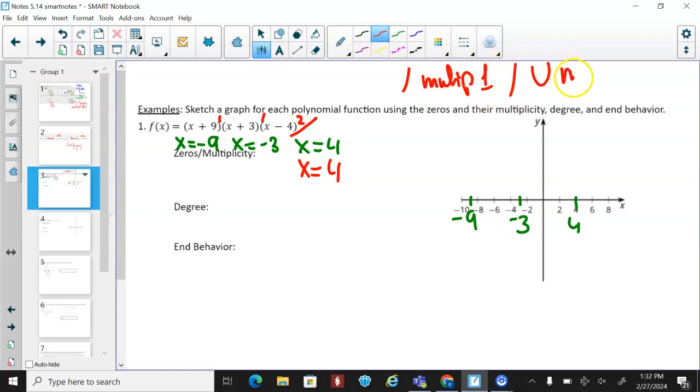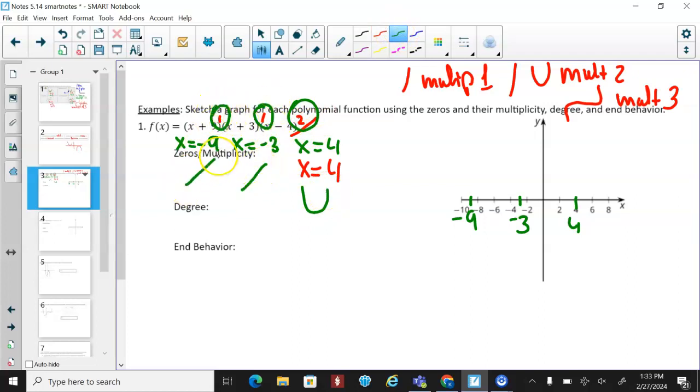Bounce was multiplicity of 2, and slice was multiplicity of 3. Okay? Now, if I see that there is a 2 here, that means this is going to be a bounce. If there's a 1 there, this is going to be a slice, and if I see there's a 1 there, this is going to be a slice. So this is going to be for graphing purposes.